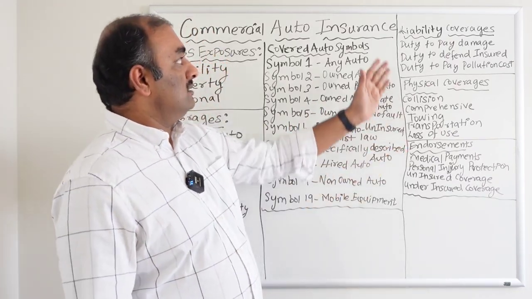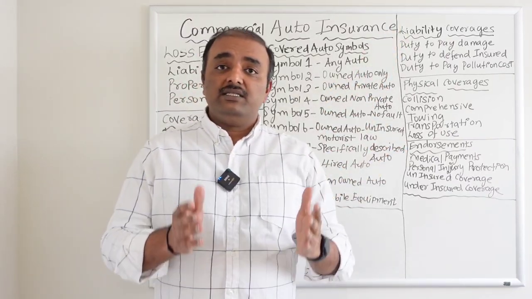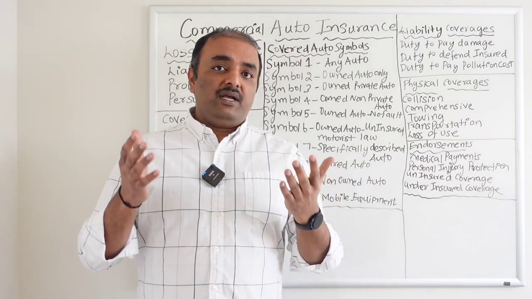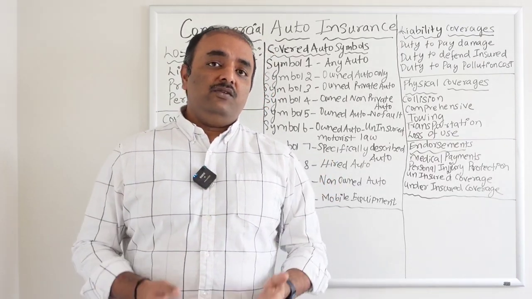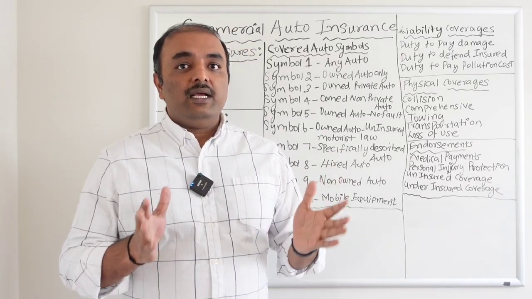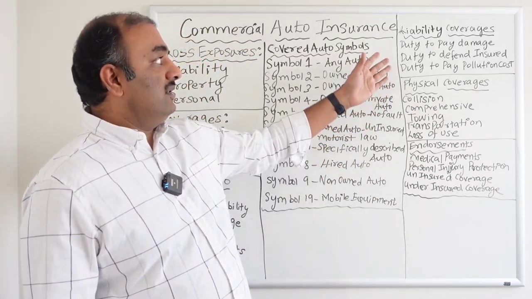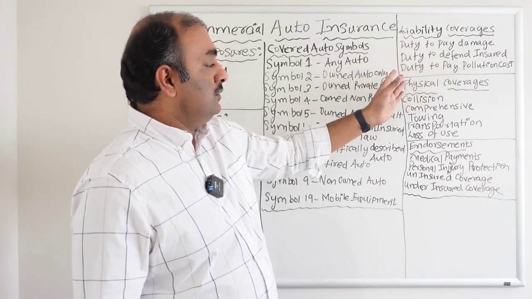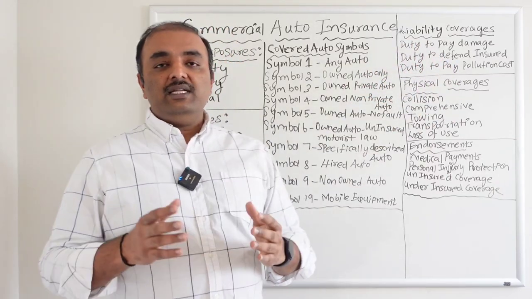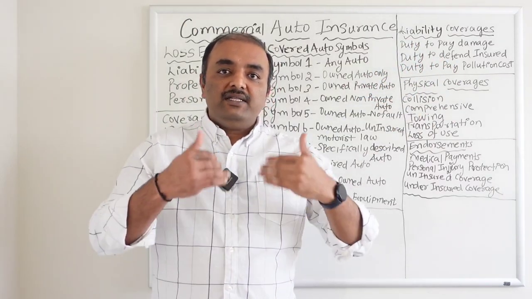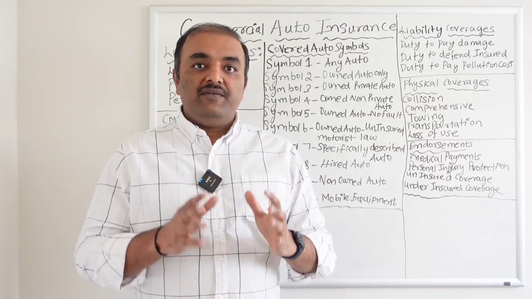To start with, liability coverage. As I told you, liability is a third party coverage. If you are driving a car for your business and if you damage someone else, then the liability coverage will come into play. Coming to the different things is duty to pay damage, duty to defend insured. So the core thing is if you damage somebody, what you have to do. So we have a limit for that.